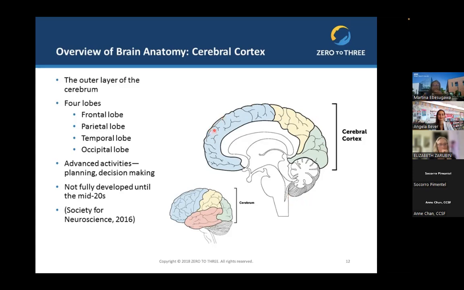This part of the brain has to do with advanced activities such as planning and decision-making. And the other thing is that this area of the brain is not fully developed until the mid-20s. So you want to think about that when we're thinking about having children access their frontal lobe to plan and make decisions about different things in the classroom. We want to make sure that we're not giving them too much of a challenge.